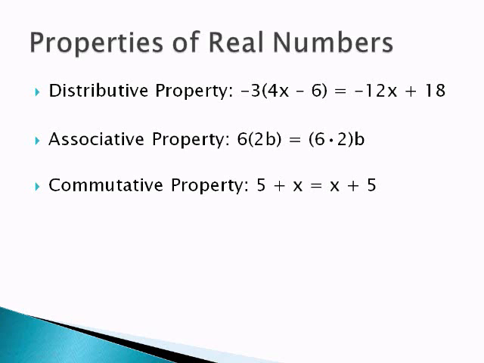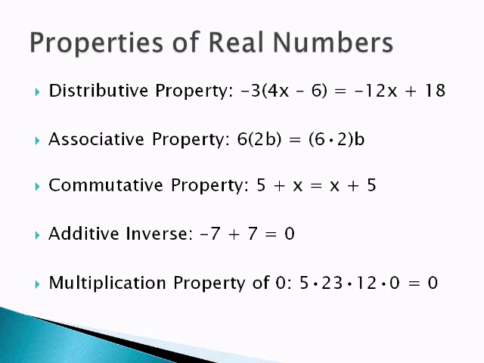Next is the commutative property. That means things can switch place. 5 plus x is the same as x plus 5. And the additive inverse simply means if you add something to its opposite, you're going to end up with 0 for your answer. The multiplication property of 0 just says anything times 0, the answer will always be 0.